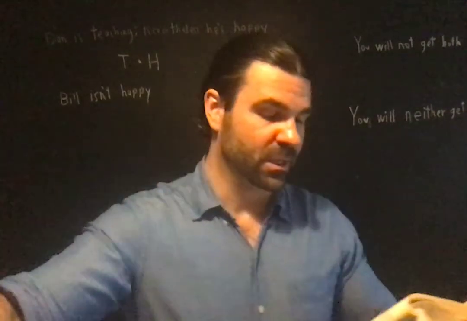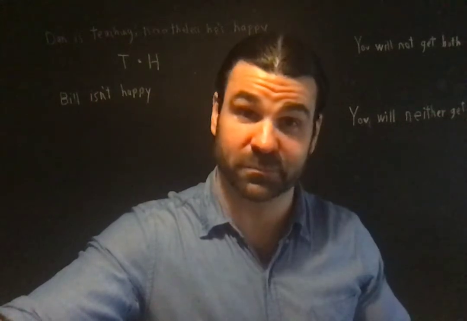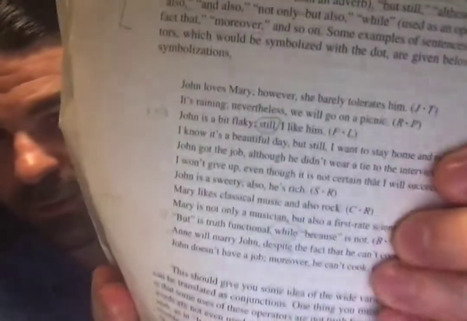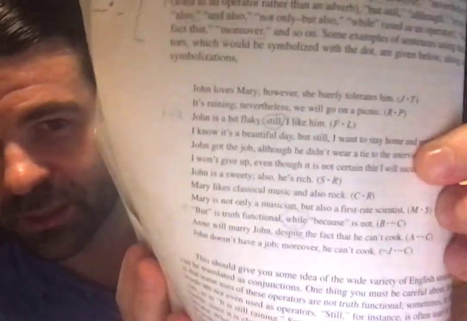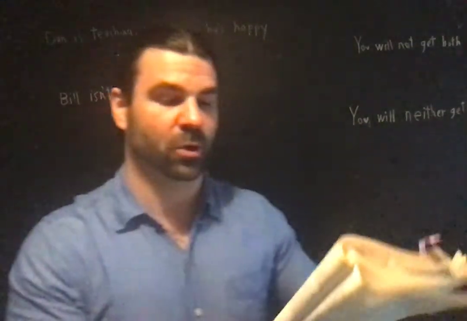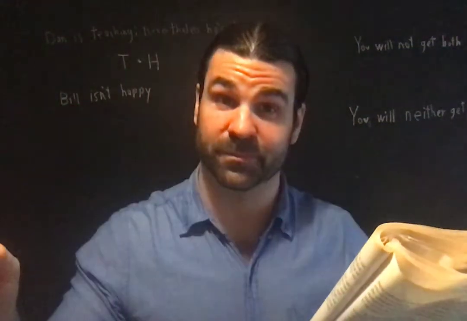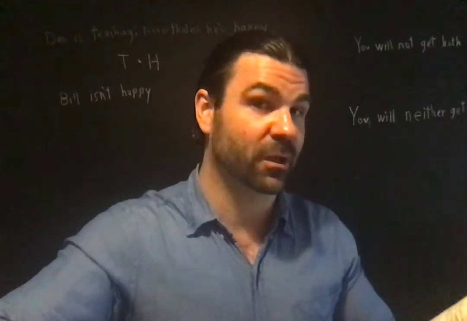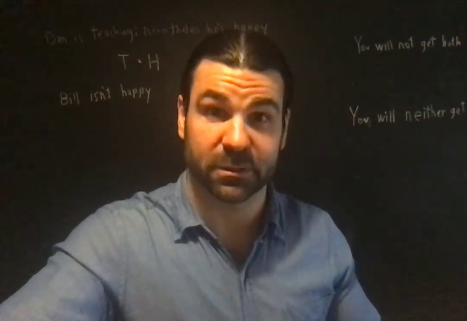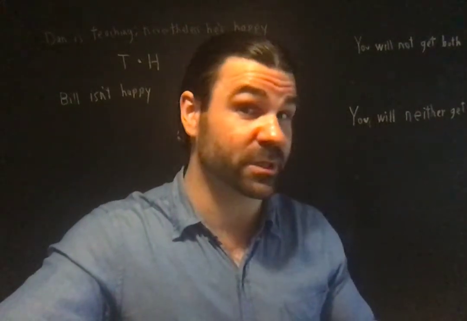A better example is this sentence, and here you get a good feel for what logic is really about. The third last one on the list is: "But is truth functional, while because is not." But is truth functional, while the word because is not truth functional. Here, the word "while" is operating as a conjunction. It's saying these two things are true.